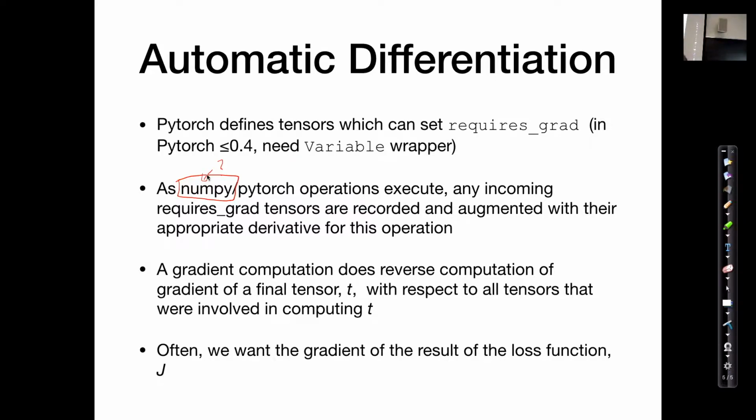Normally what we want is the loss function. The loss function returns us a tensor. It's normally going to be a single real value, but that is a tensor, and it's wrapped in a PyTorch tensor. So what we'll say is, okay, I want the gradient of that loss. Let's look at how that works.